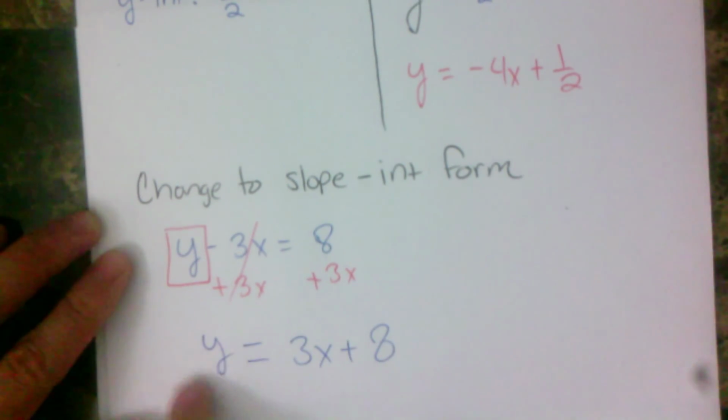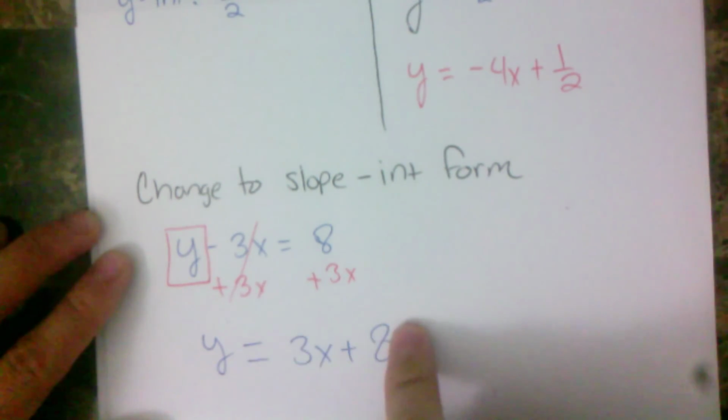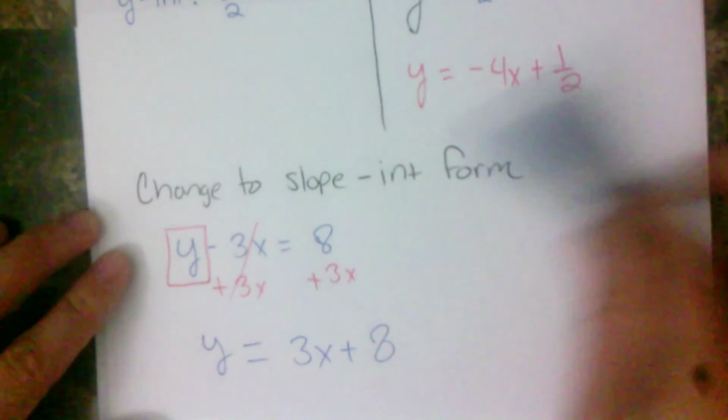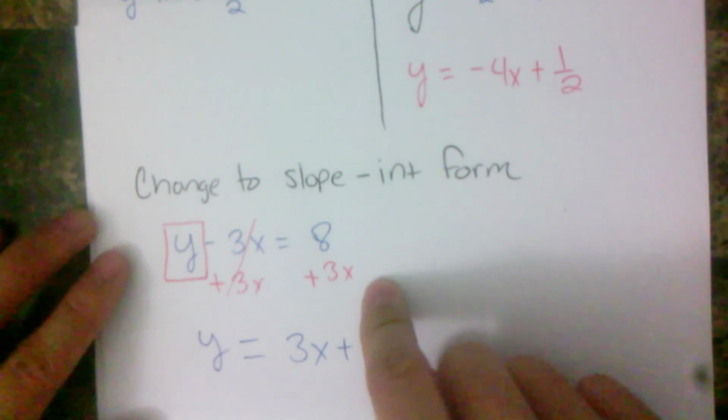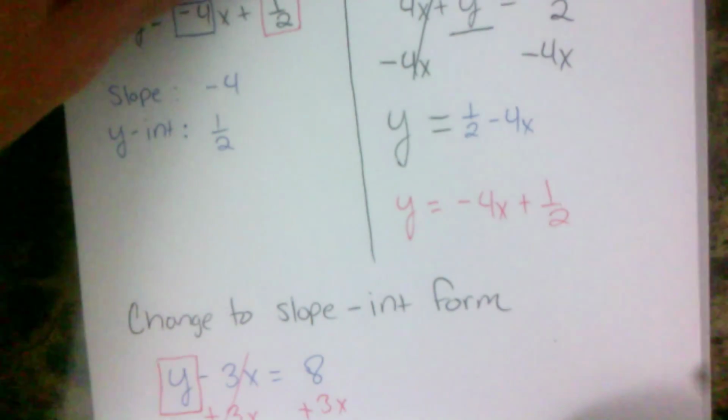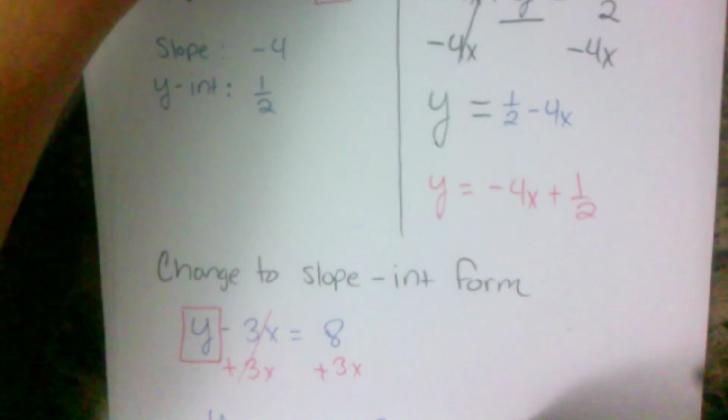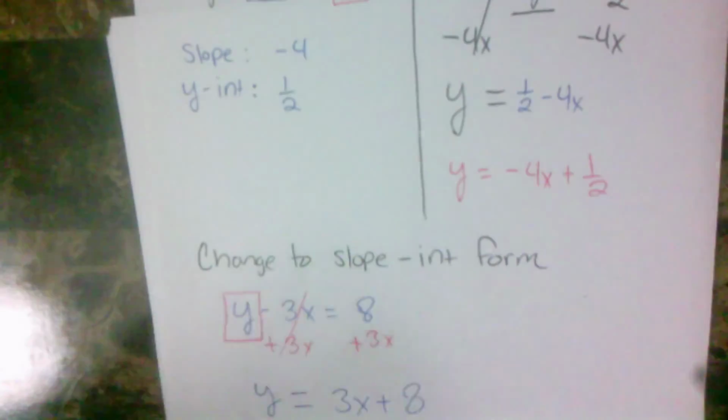And after you get y alone, so as soon as you get this to say y equals, and then you have the rest of your problem, you're done. That's it. So y equals a bunch of stuff, and you're all set. And you just end that problem. You are going to get a few of those on the test as well. So those are the two types of problems that we're going to have for slope intercept.